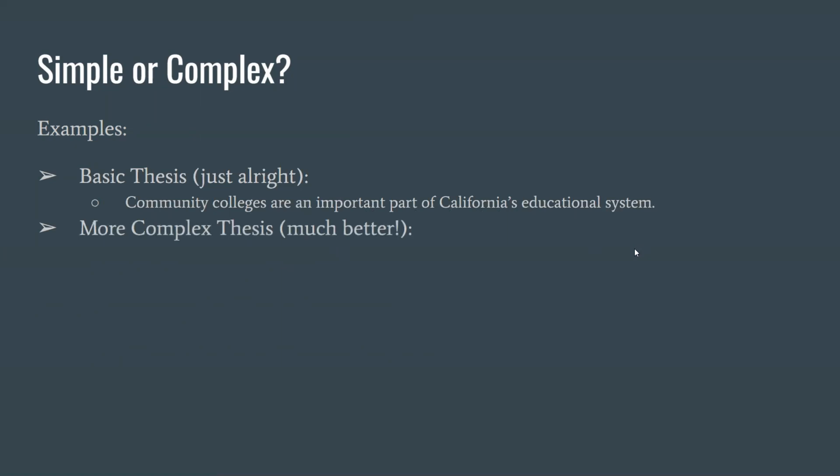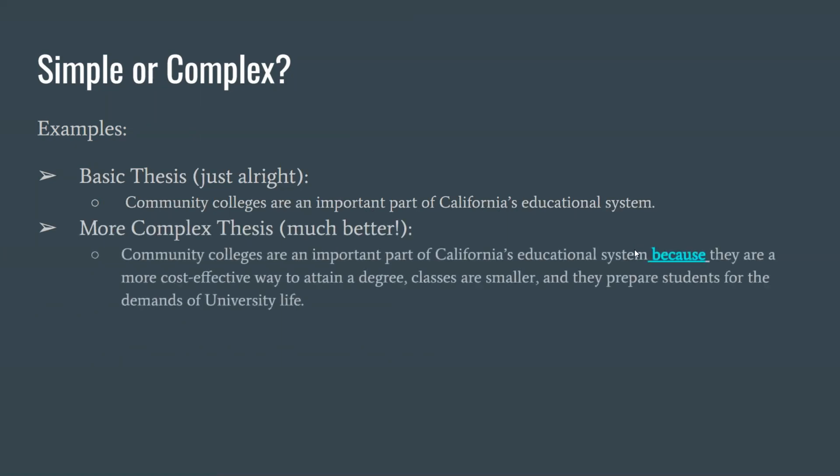More complex thesis, so we're starting to upgrade it here. We're getting into that maybe C-B range territory. Community colleges are an important part of California's educational system because they are a more cost-effective way to attain a degree. Classes are smaller, and they prepare students for the demands of university life. That's a pretty decent thesis statement. If I was a professor and I was reading this, I wouldn't have much problem with it. It asserts the writer's opinion. It provides, in this case, 3 pieces of evidence that I can then assume are going to be in that order throughout the body of the essay, and that each one is going to harken back to the 3 points made. Does that make sense to everybody?